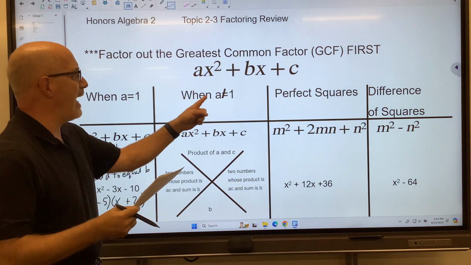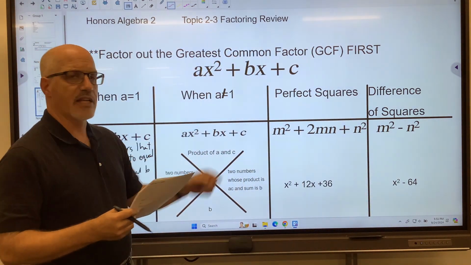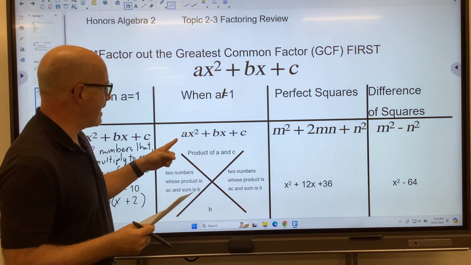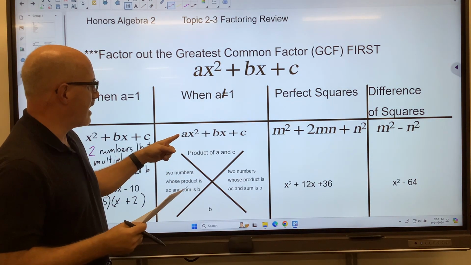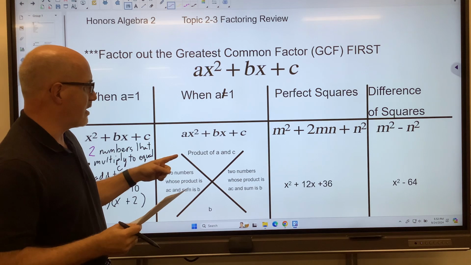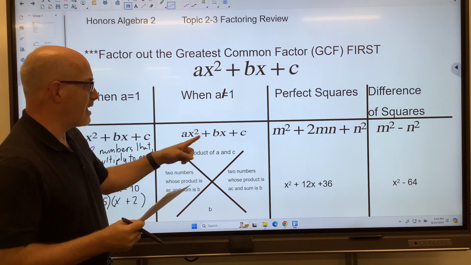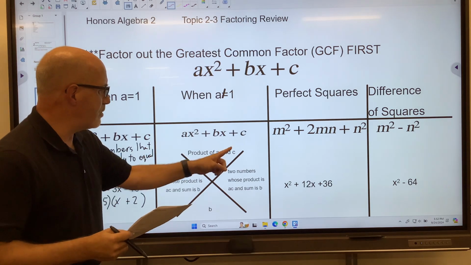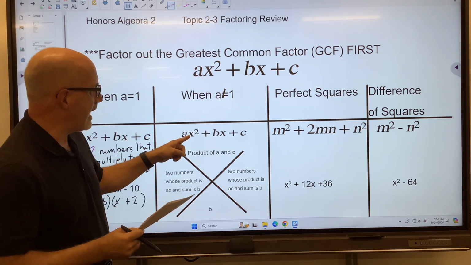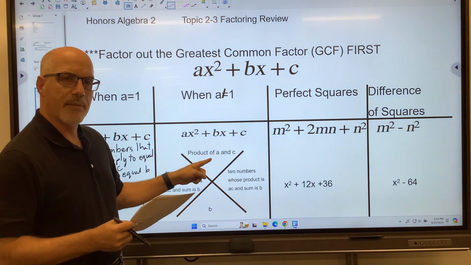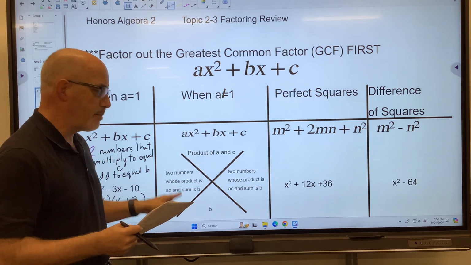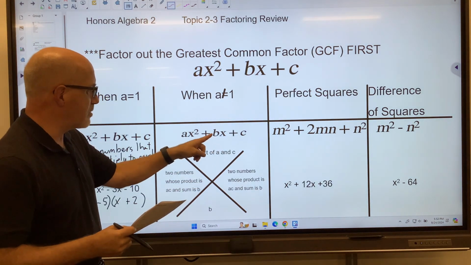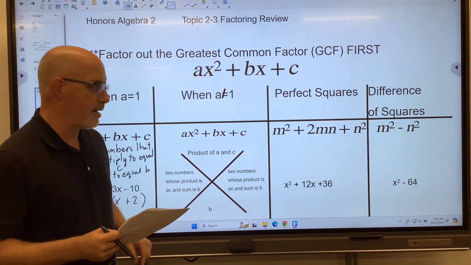All right, now let's look at what if they're a little more complicated than that. What if the a, the leading coefficient, doesn't equal 1? Well, if we've got a number that's not equal to 1 at the front here, what you want to do is set up a pattern. We'll call it the X pattern. To do this, look at a times c and put that in the top of this little X pattern. Down at the bottom, you just grab the b and put it down in the bottom here.